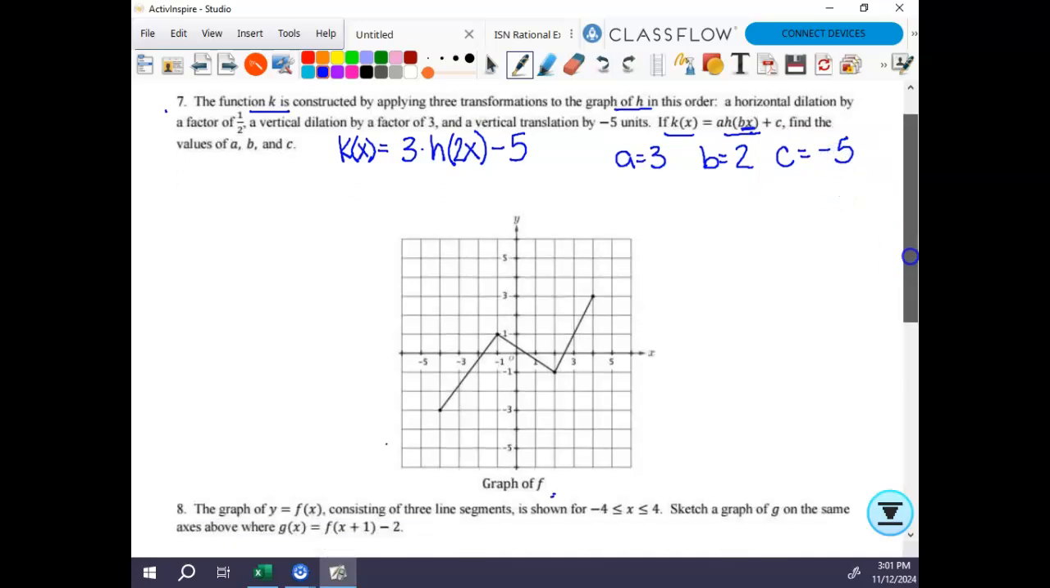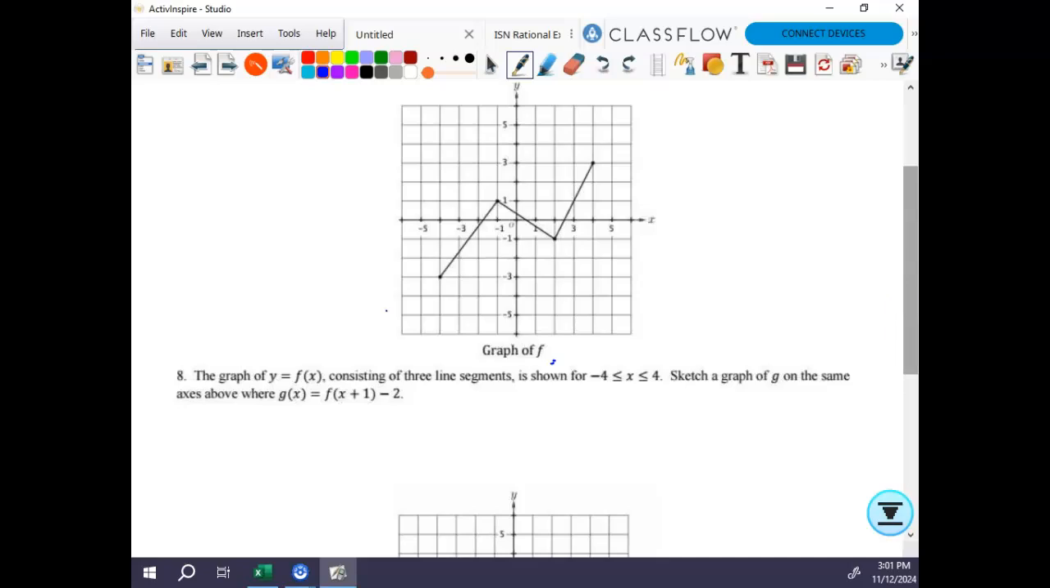Okay. Now we get to look at the graph. Graph goes with number 8. So the graph of y equals f of x, the graph of f, consisting of 3 line segments, is shown for this. Sketch a graph of g on the same axis above, where we have this right here.